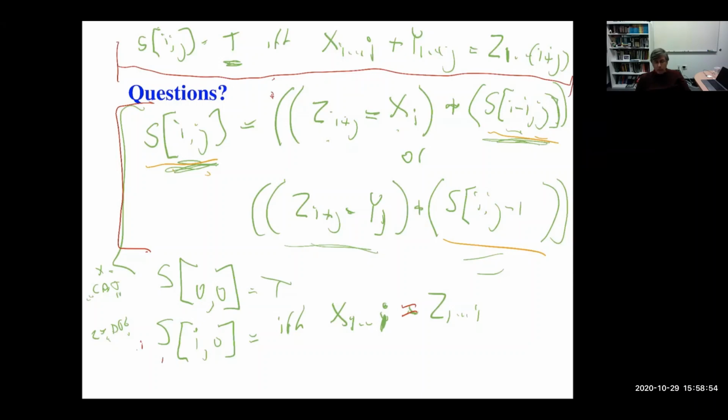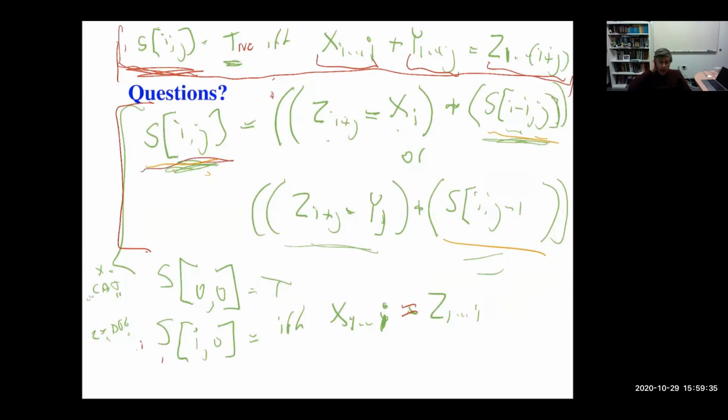I am trying to compute a function. I have defined a function S of I J, which is going to be true if and only if the first I characters of X and the first J characters of Y can be shuffled into the first I plus J characters of Z. For certain X, Y, and Z, and I's and J's, the answer is going to be true, and for certain others, it's going to be false. How can I tell what that value is?